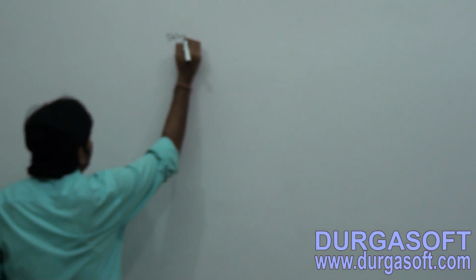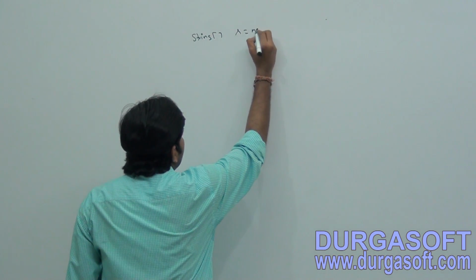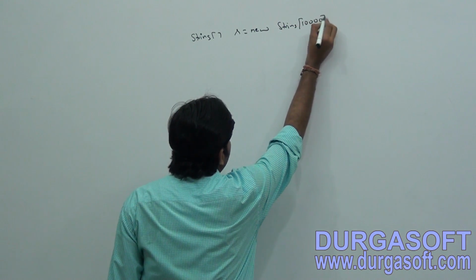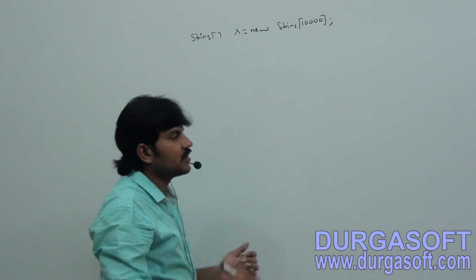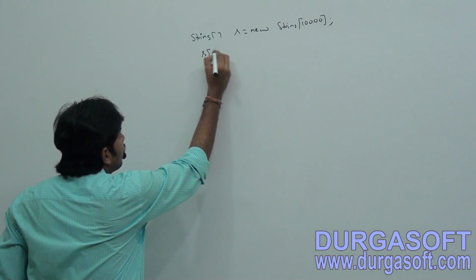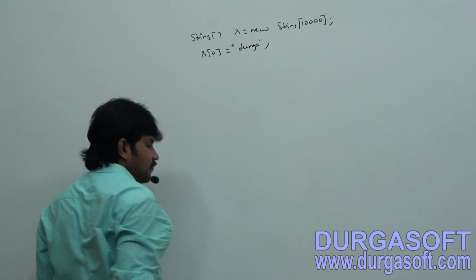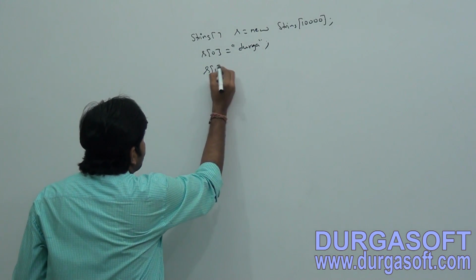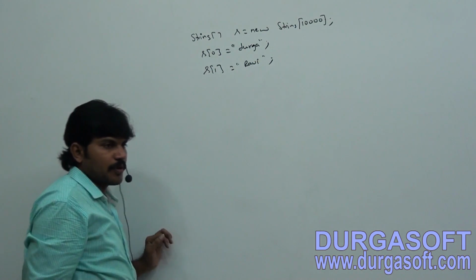10,000 student names. Let me take a string array s is equal to new string array of 10,000 size. Now I created an array with 10,000 size. Now s of 0 is equal to the first student name I added, Durga. Valid, no problem at all.